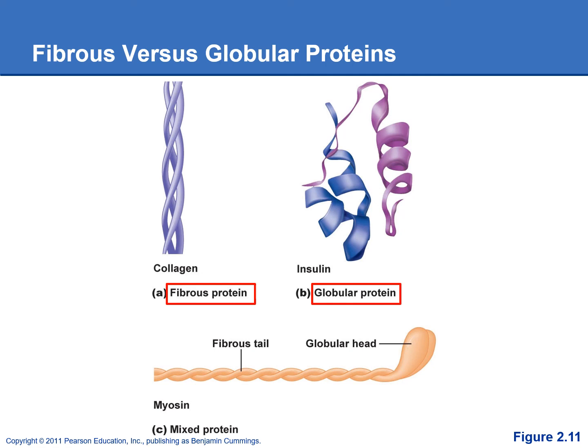And then like this myosin protein here, this one's kind of a mixture. I think it looks like a golf club to me. So you can see it's got a fibrous tail and then this globular head. So I guess it couldn't decide which one to be, so it decided to be both.